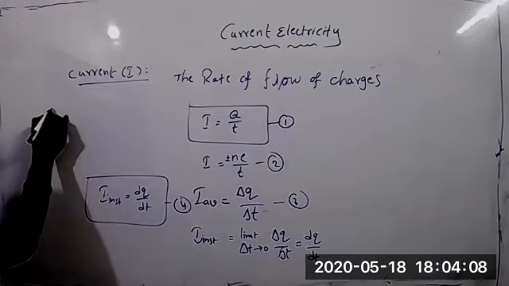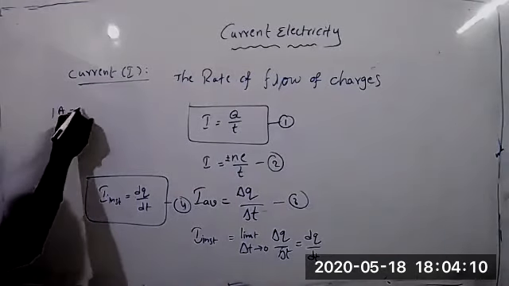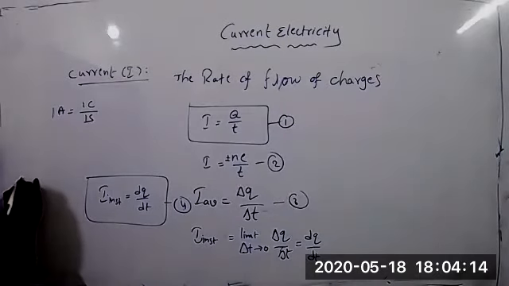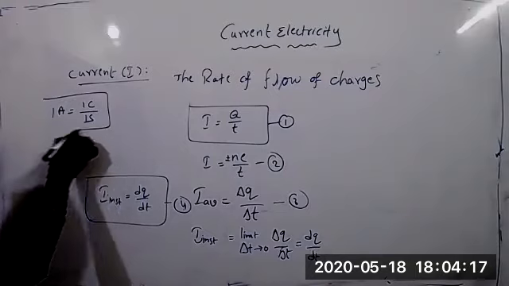Okay. So current is measured in ampere. Charge is measured in coulomb. And time is measured in second. It is the MKS unit.